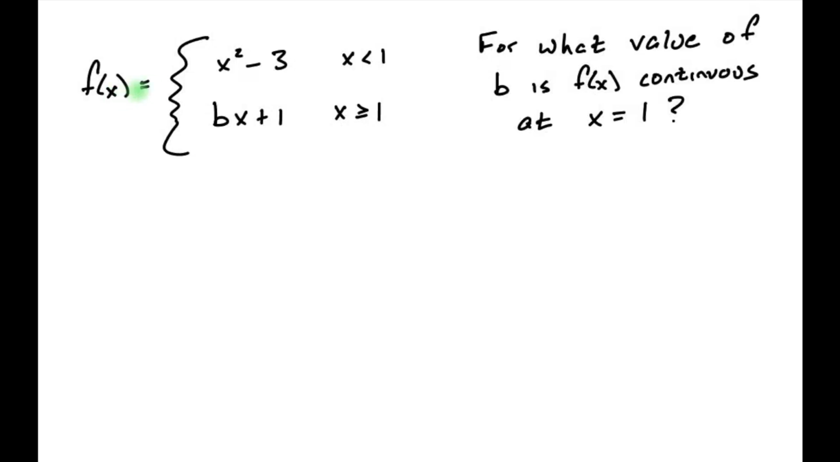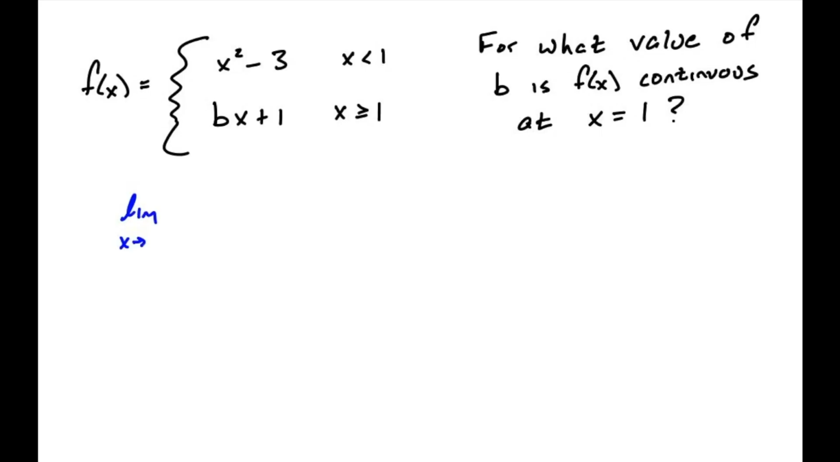Another piecewise function defined a little bit differently: for x less than 1, we have x squared minus 3, and when x is greater than or equal to 1, we have this bx plus 1 piece. We want to know for what value of b our function is going to be continuous at x equals 1. That should make sense because our function is jumping at 1, so possibly the two pieces of my function aren't going to meet each other.